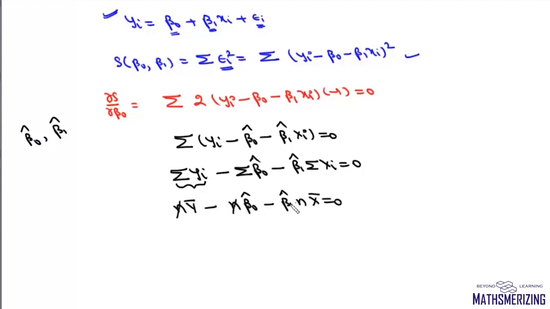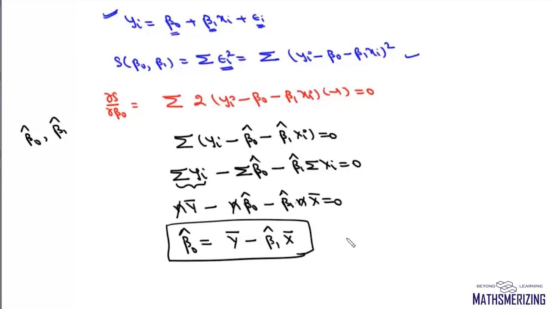So we can take this n common. So from here we can say this beta naught cap will be y bar minus beta 1 cap into x bar, and this is our first equation.